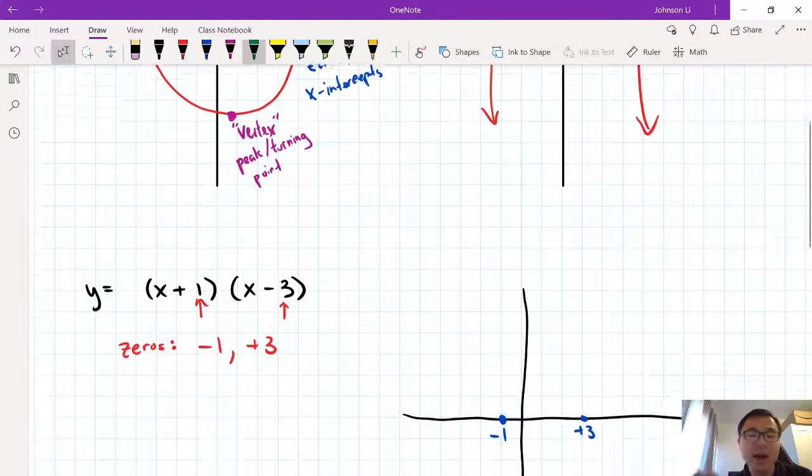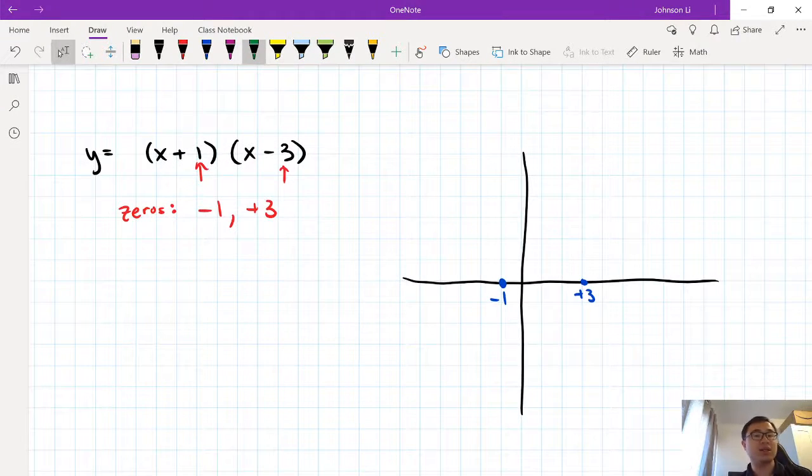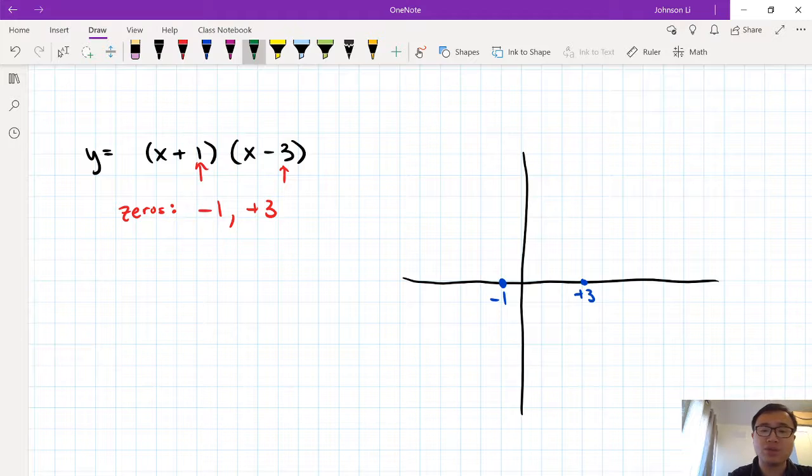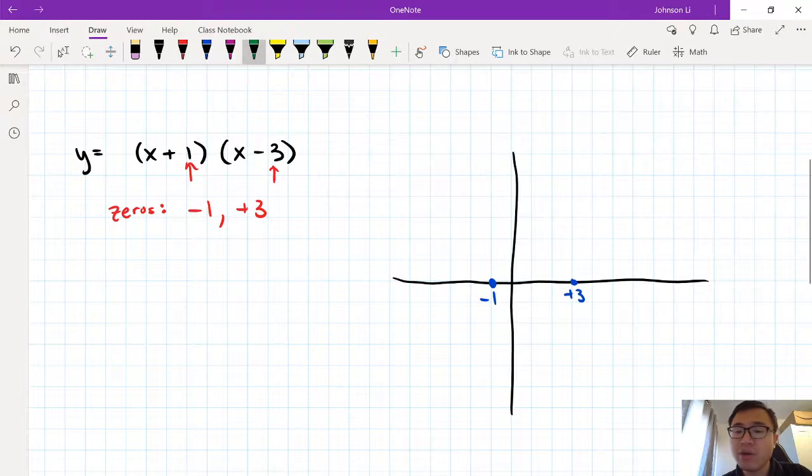And the way that we find the vertex is we actually start to find the point directly in between our zeros, okay? So what we need to do is find the number that is directly in the middle of our two zeros, okay? It's very helpful to use our graph, but if you want to find the number in between two numbers, you can do one of two things, okay? If I want to find the number in the middle of negative 1 and positive 3, what I can do is use my graph visually to figure out what that is.